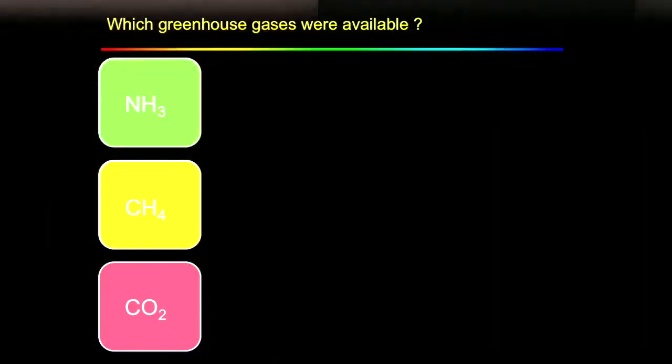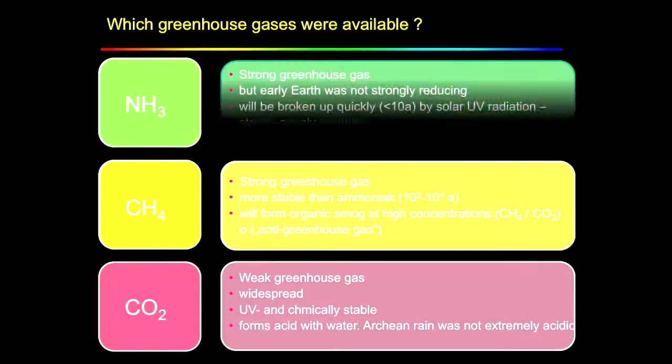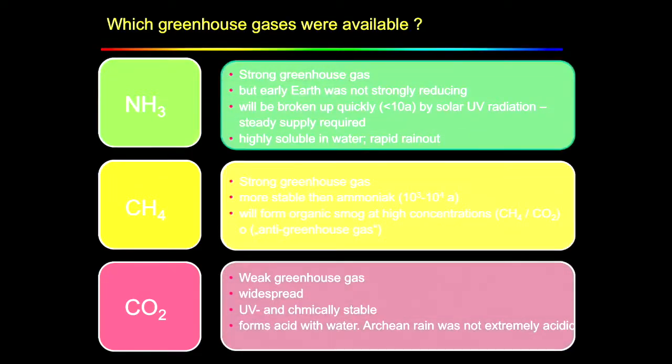Many other organisms, it's just the atmosphere they need. And so what gases do we have available to make a nice greenhouse effect? They are, again, the usual three suspects: NH3, the ammonia, then methane, and of course CO2. And they all come with their usual advantages and disadvantages.